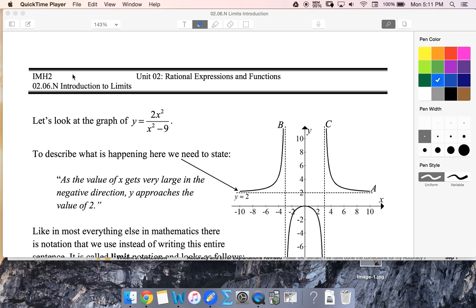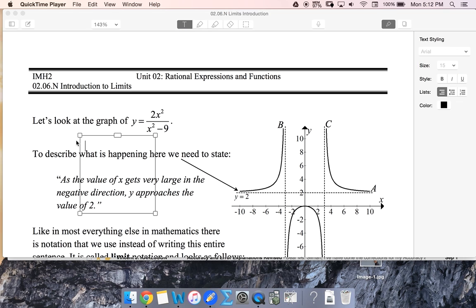Really, we've already been discussing limits. Anytime we've been thinking about end behavior of our rational graphs, so as x went to negative infinity, as x got closer to negative 3 from the left, we were really talking about limits. There's lots of description here in the notes, so you should really read this and think about how it connects to what we've been saying before with rational graphs.